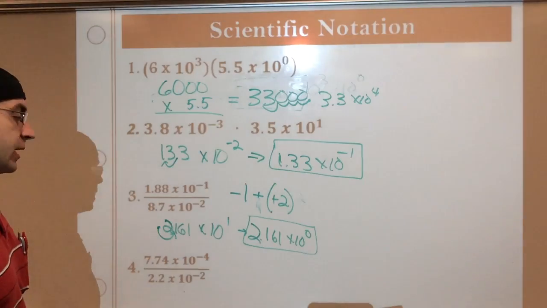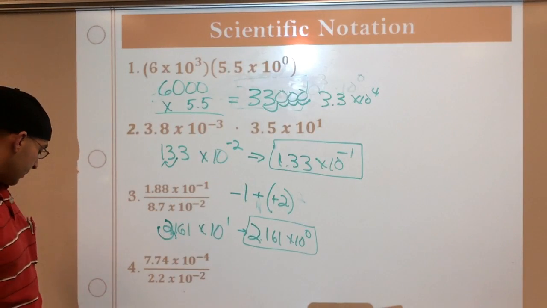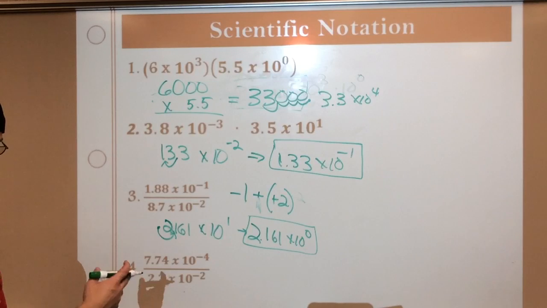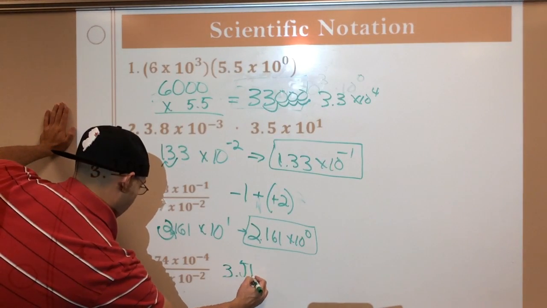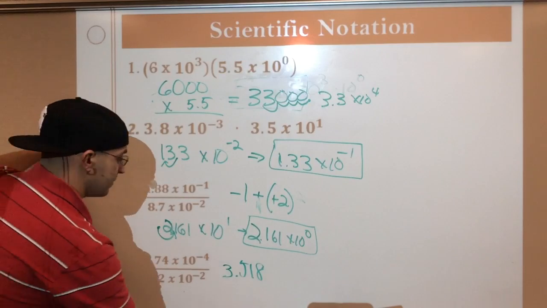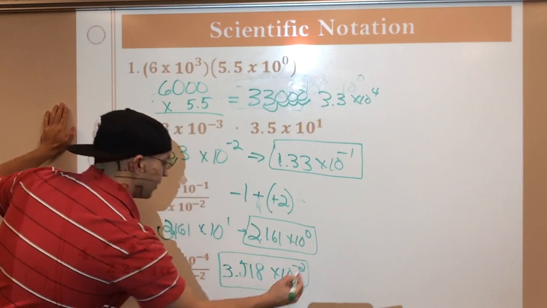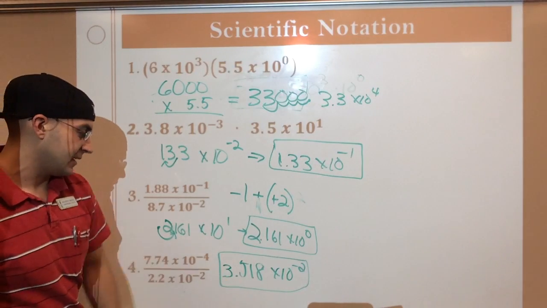Okay, last one here. Go ahead and try it if you want. Pause me. I do that a lot. I should stop doing that because you're probably getting bored of it. Let's work it out. I'm going to give you the answer. The answer is 3.518 times 10 to the negative second power. There's no tricks with that one because when you divide those numbers, you get that evenly.